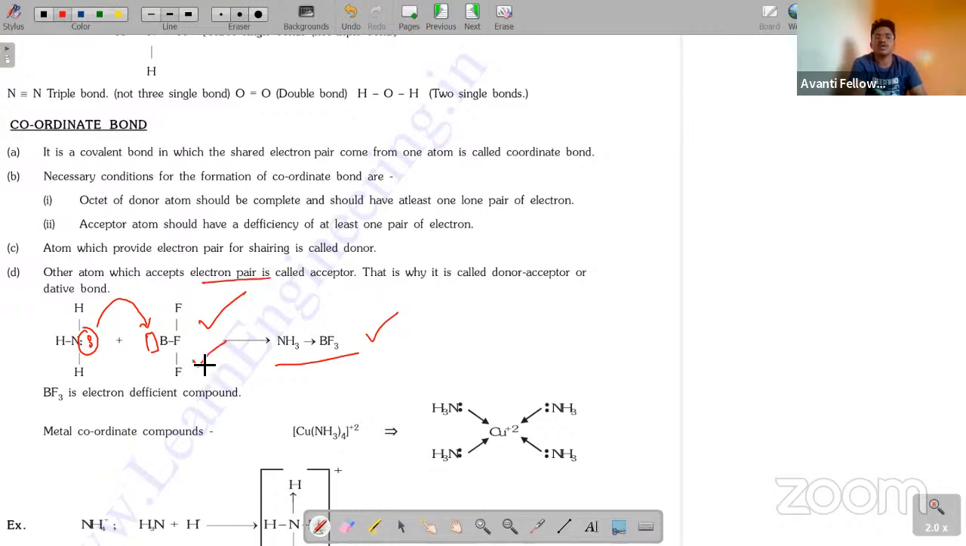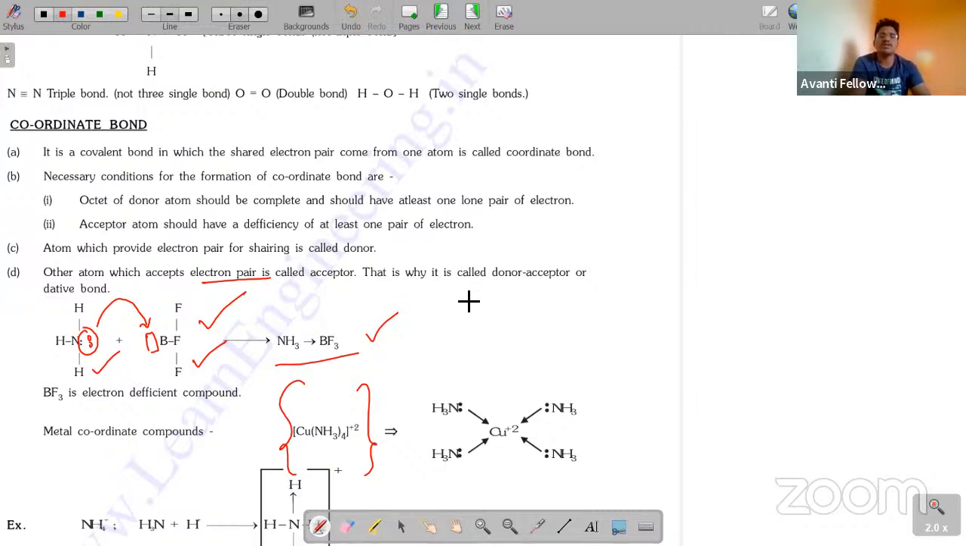So this one is called the acceptor, and this one is donating, so it is called the donor. I hope you understand this. And remember, these are called coordination compounds. All the coordination compounds are formed because of coordinate bonds.